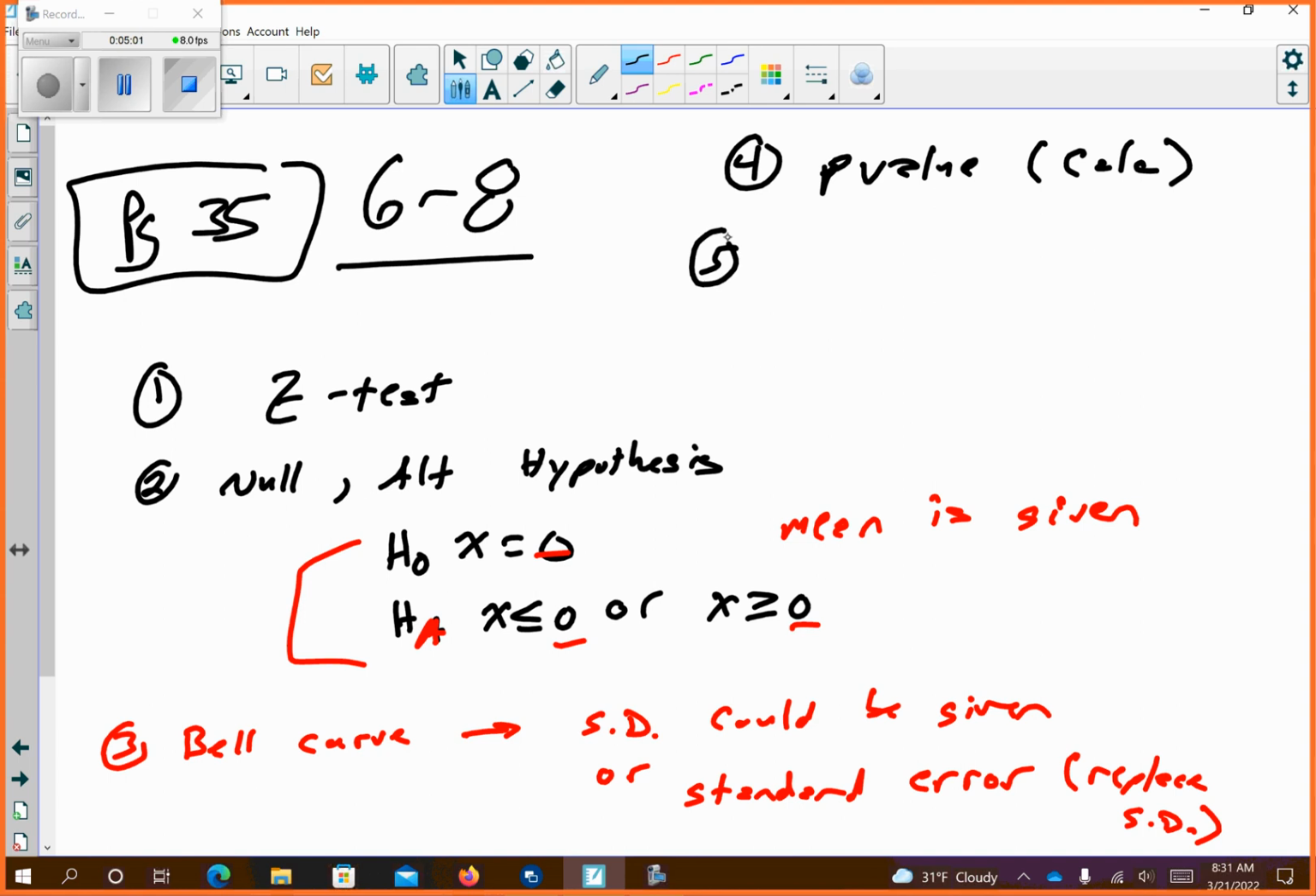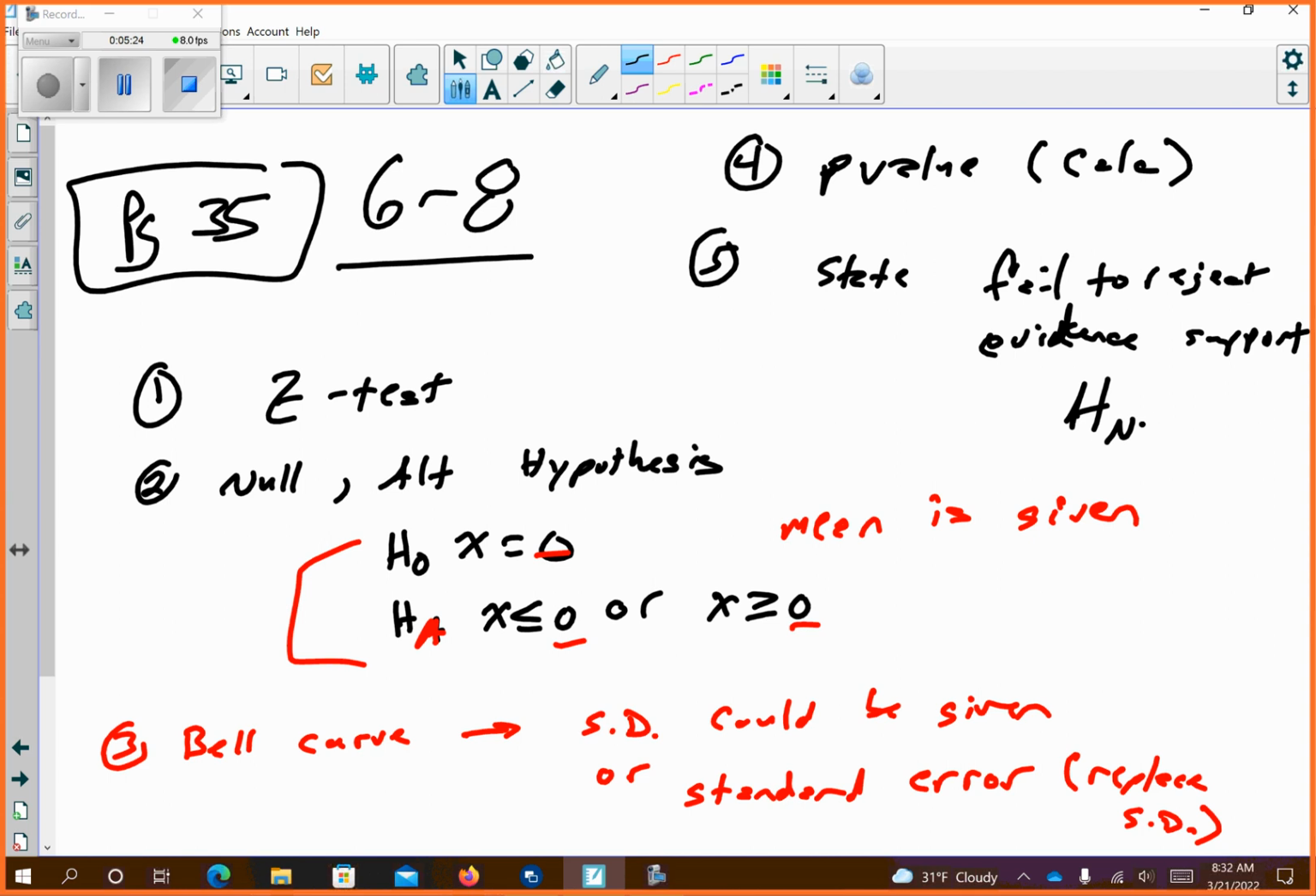Fifth step, state your conclusion. So fail to reject or evidence to support. And remember, we're only looking at the null. Okay? And then check any assumptions.